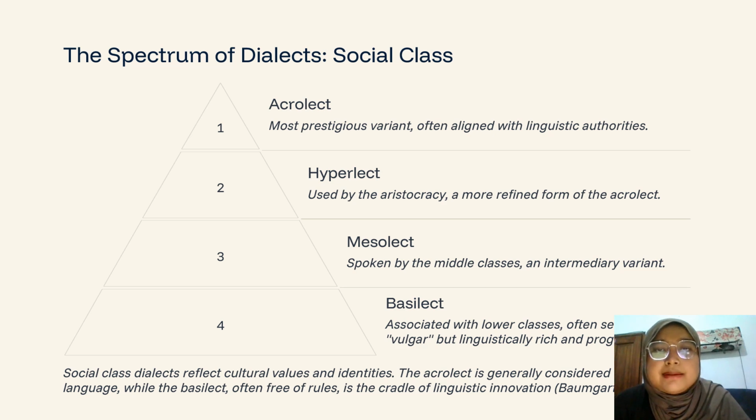And then introduce the mesolect. This serves as an intermediary variant, commonly spoken by the middle classes. And finally, discuss the basilect. This variant is associated with the lower class and is often perceived as vulgar or less sophisticated. However, it's crucial to emphasize that despite this social perception, the basilect is linguistically rich and often acts as the cradle of linguistic innovation, where new words and grammatical structures emerge. This point highlights the dynamic nature of language and challenges the conventional notion of prestige.